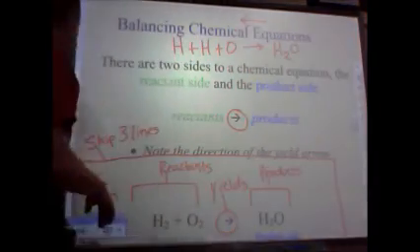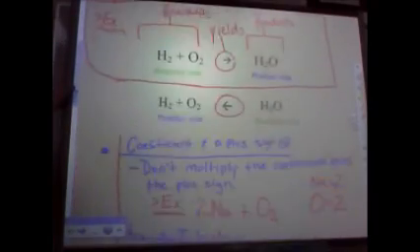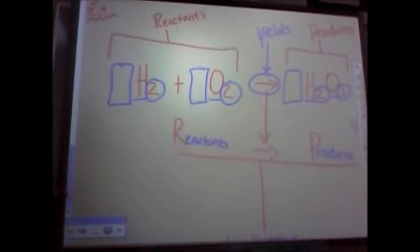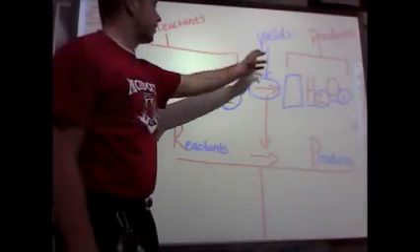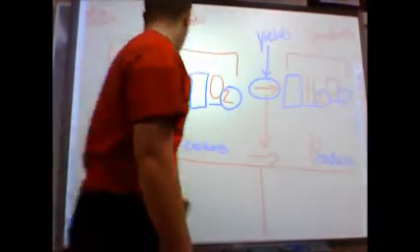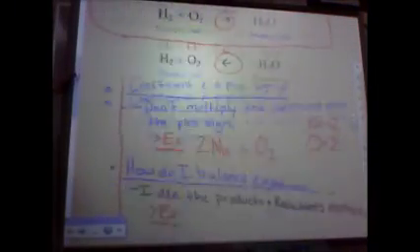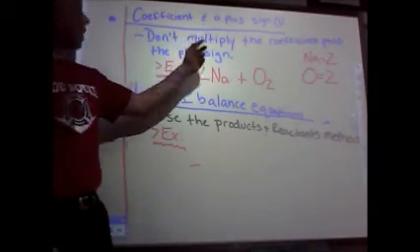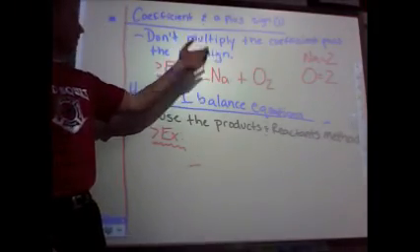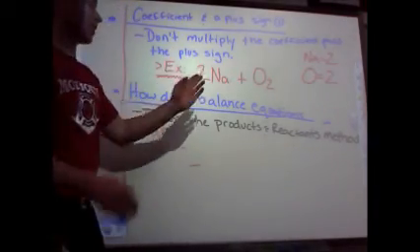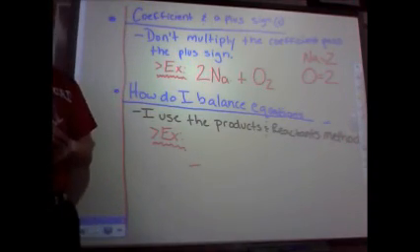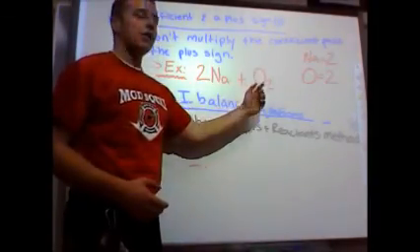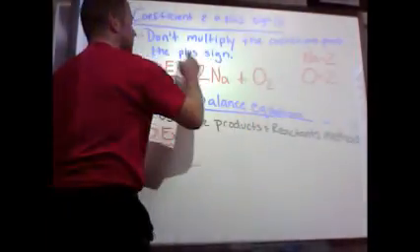Okay. Now, let's look at our example here. We have reactants and the yield symbol and products. Now, when you look at your notes up here, it says coefficient and a plus sign. Do not multiply the coefficient past the plus sign. So what that means is, what's the coefficient for Na right here? 2, right? And am I going to take this past the plus sign? No. It says don't multiply the coefficient past the plus sign.